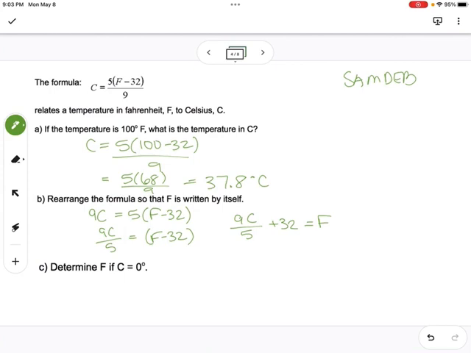And part C, determine the Fahrenheit if Celsius is 0. Okay, so we're going to use that new formula, and we're given Celsius being 0, so we replace C with 0. So 9 times 0 divided by 5 plus 32 is equal to our Fahrenheit. 9 times 0 is 0, 0 divided by 5, still 0, plus 32. So 32 degrees Fahrenheit is what we get.